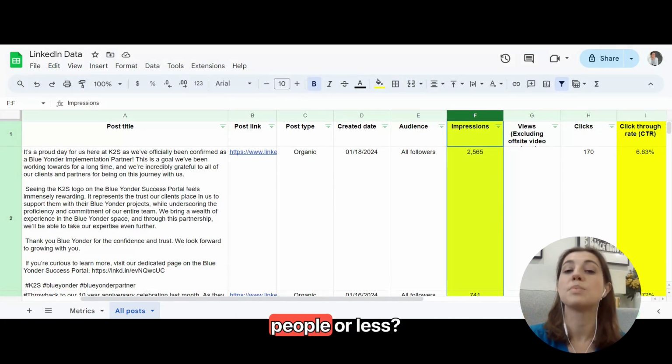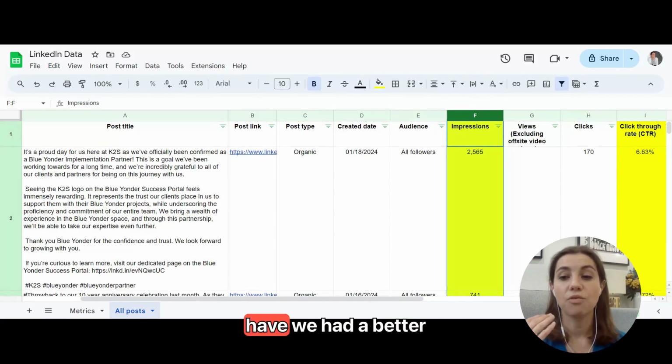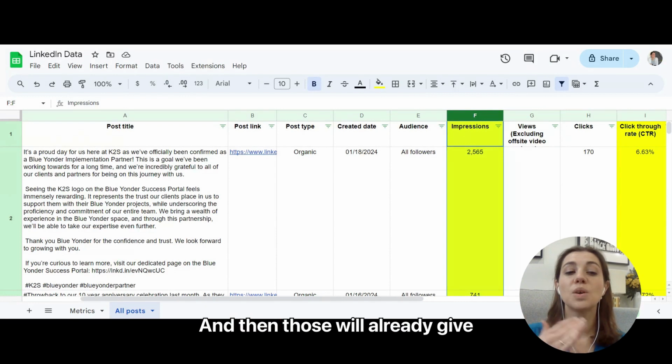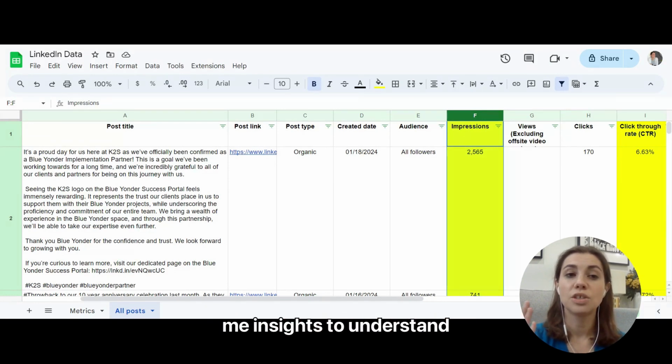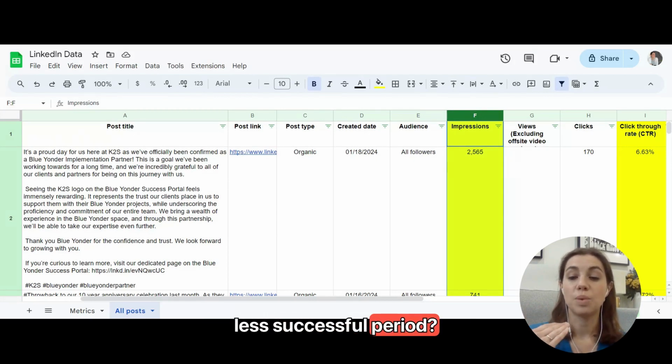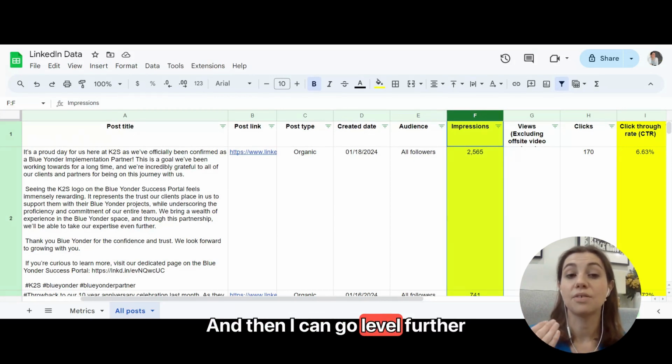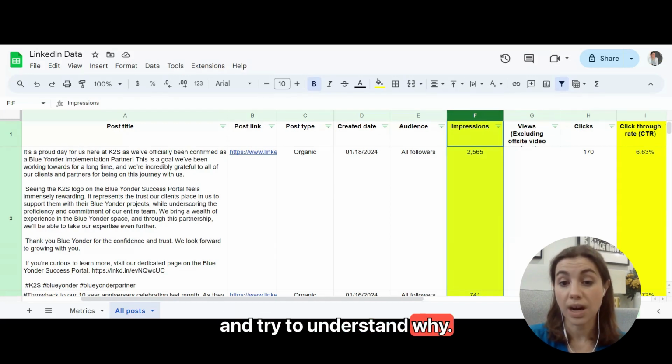Have we reached more people or less? Have we had a better click-through rate? Have we had a higher engagement rate? Those will already give me insights to understand and learn whether this was a more successful or less successful period. And then I can go a level further and try to understand why.